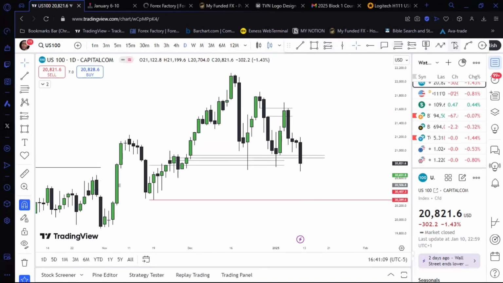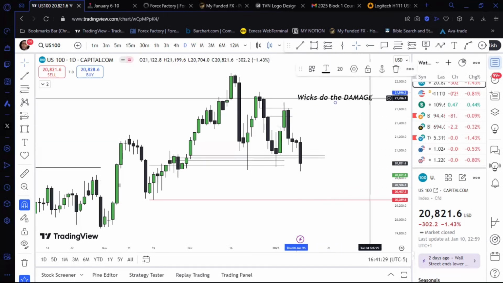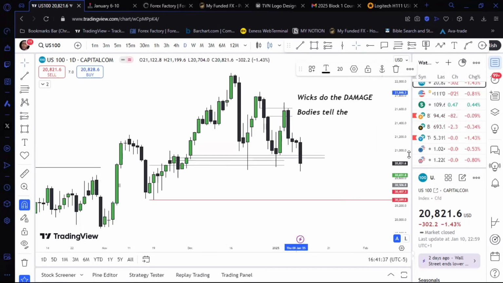And one thing I'm going to write for this call is: wicks do the damage, and bodies tell the story. Internalize price like that every single time.